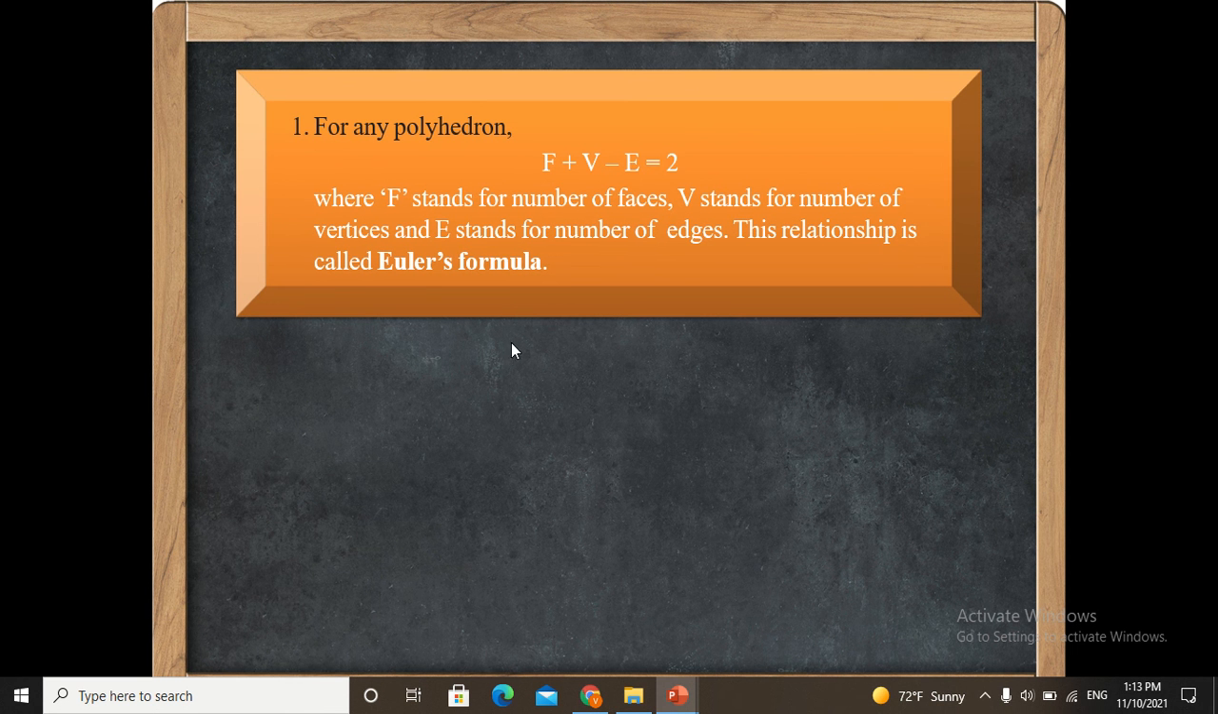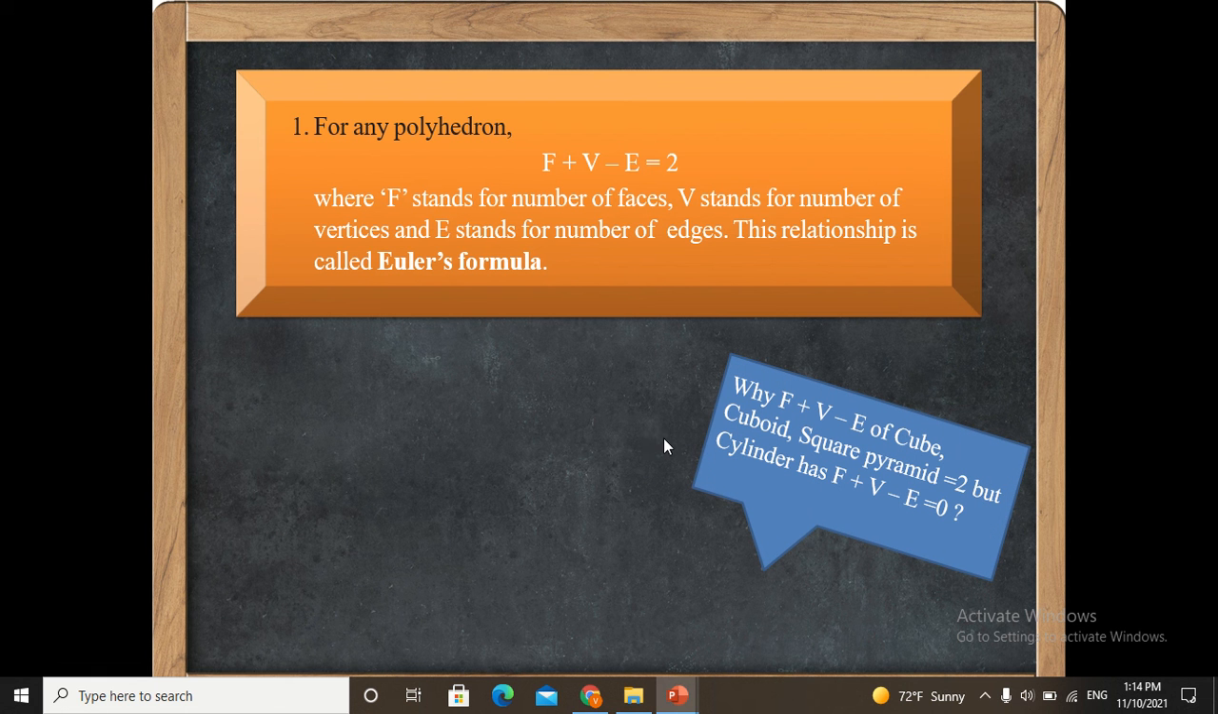Why? Because of Euler's formula. Euler's formula for any polyhedron: F plus V minus E equals 2, where F stands for the number of faces, V stands for the number of vertices, and E stands for the number of edges. This relationship is called Euler's formula.